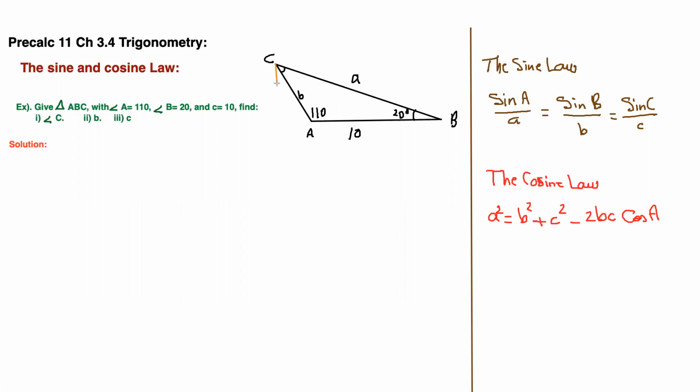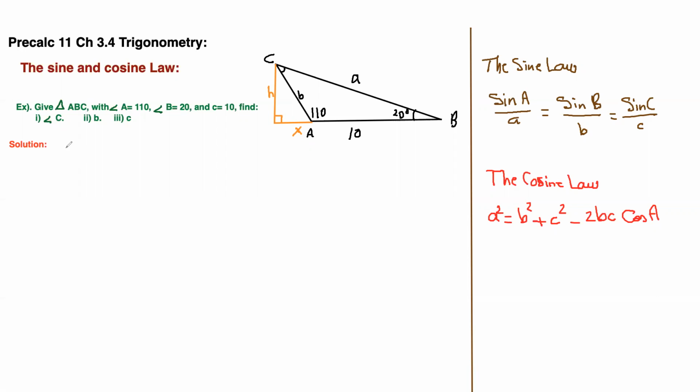we have to drop a vertical from here and then connect to there. Make this a 90 degree since it's a vertical. And we'll call this X and we'll call this H.